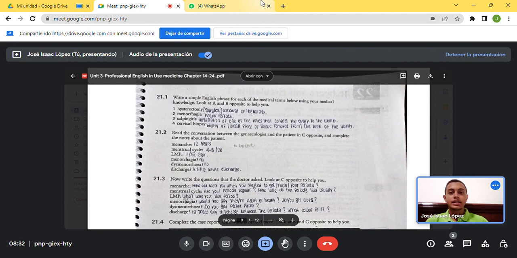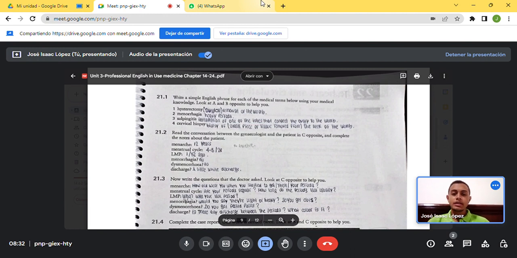Ok, dice acá que escriba un ejemplo simple o una frase que describa los términos que están abajo usando sus conocimientos médicos. Mira la opción A y B que están para ayudarte.